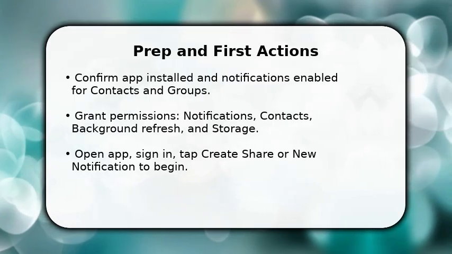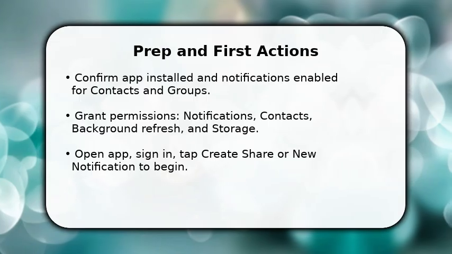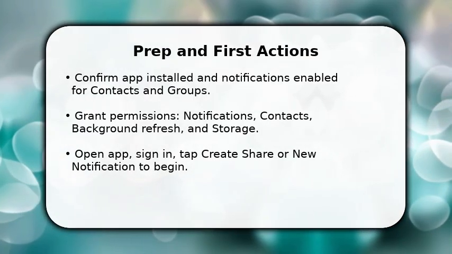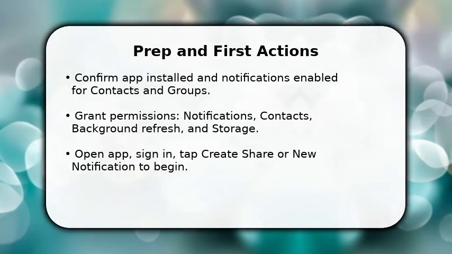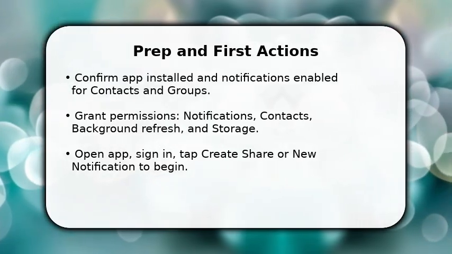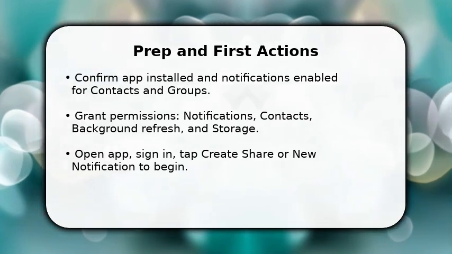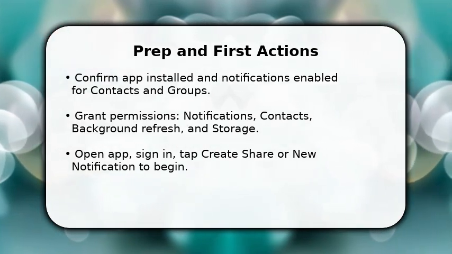Now open the app, sign in with your account, and tap Create Share or New Notification to begin. This gets you immediately into the workflow. You're avoiding extra setup steps and making sure background delivery and contact access are ready before composing your first shared alert. You now compose the shared notification.